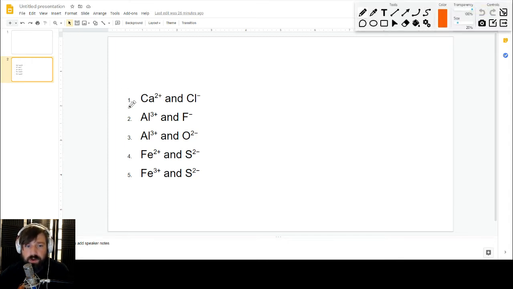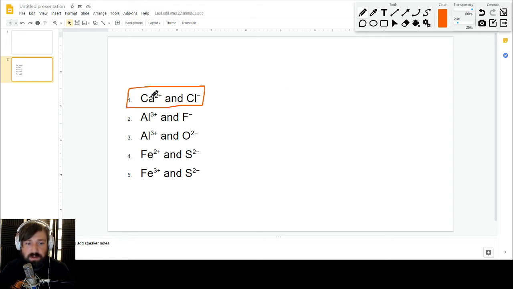So what I'm going to do is give you two different ions, a metal and a nonmetal. It's going to make an ionic compound. And we're going to go through and figure out what the little numbers at the bottom are. Those are called subscripts, by the way. Subscripts. Sub because they're below.